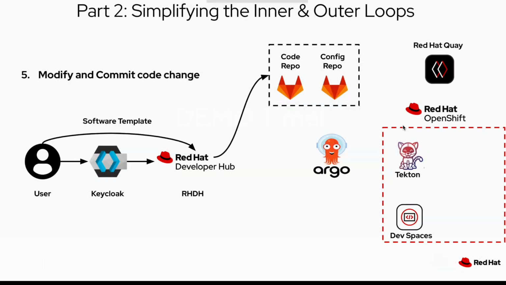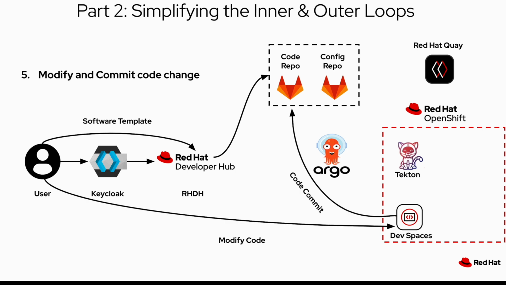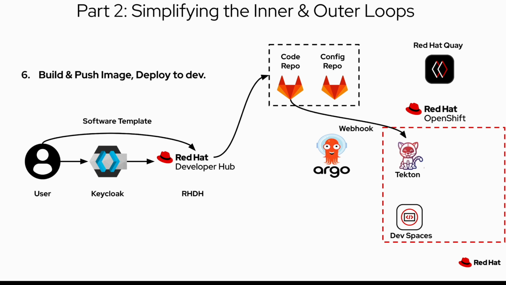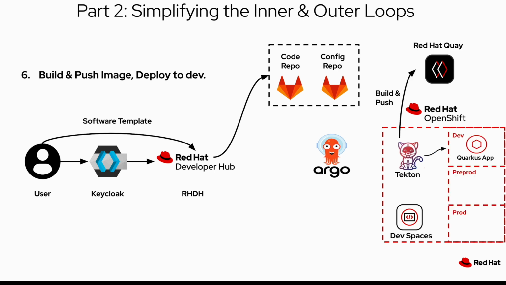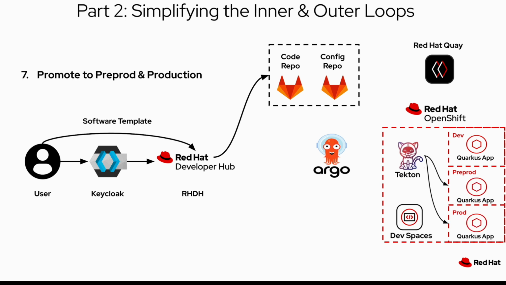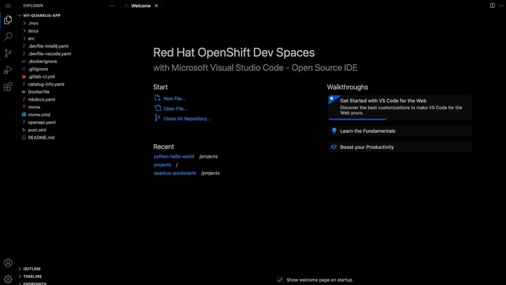And in this part of the demo, we will use the OpenShift DevSpaces to update our code, or even better, let's enrich our application documentation. And once we commit the change, a webhook will trigger the Tekton pipeline to build and push our container image to Red Hat Quay and deploy our application to our development environment. We will take this one step further, so we will then promote our application from the development environment to pre-prod and finally to production. So let's look at the workspace we created earlier, and let's open our Markdown file.